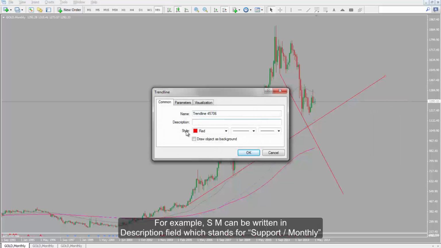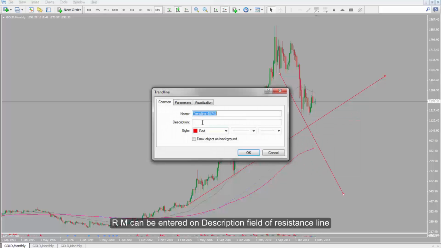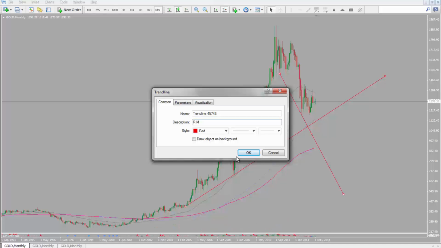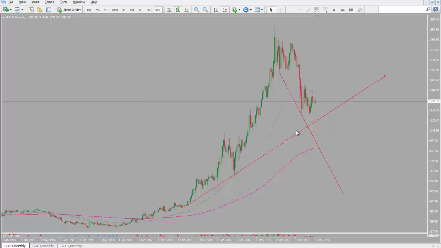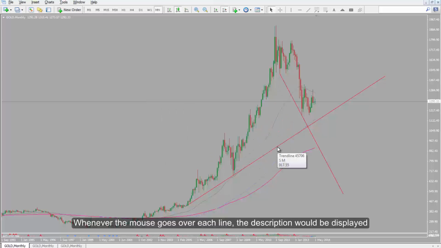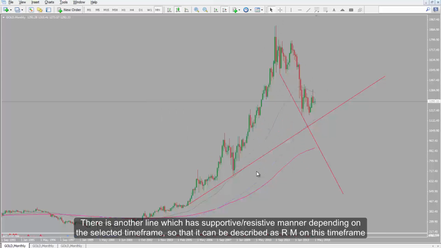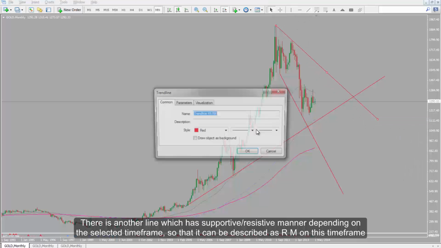For example, SM can be written in the description field, which stands for support/monthly. RM can be entered in the description field of resistance lines. Whenever the mouse goes over each line, the description would be displayed. There is another line which has the supportive or resistance manner depending on the selected time frame, so that it can be described as RM on this time frame.